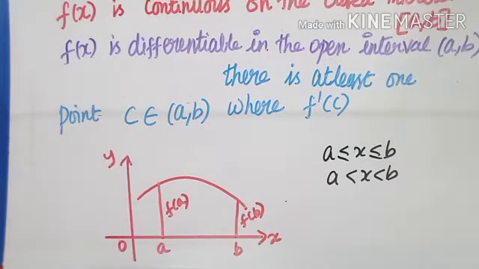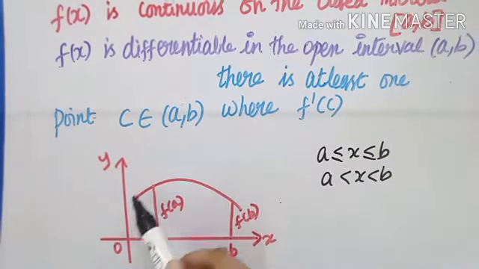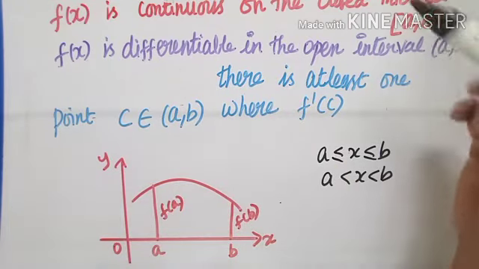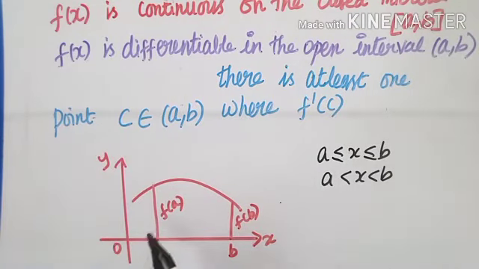Now the question is, in all the curves, I need not have f of a and f of b to be equal. Look at the two heights. This is f of a and this is f of b. Here, one is bigger, one is smaller. What should I do? In this case, first condition, okay, it is a continuous curve. Second condition, okay, it is a differentiable curve. So, continuous in the closed interval, differentiable in the open interval. But f of a and f of b are not equal.